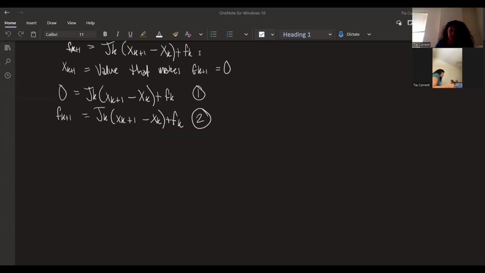Okay, since x k plus 1 minus x k is a common theme in all of our functions, we're going to set that equal to something. We're going to have d equal to x k plus 1 minus x k. That way we don't have to keep writing it all over again. But what we want to do is find the difference between equation 1 and equation 2, so we're going to take equation 1 from equation 2. And so f k minus 0 is just going to be f k plus 1, or f k plus 1 minus 0 is going to be f k plus 1. And so, give me a second.